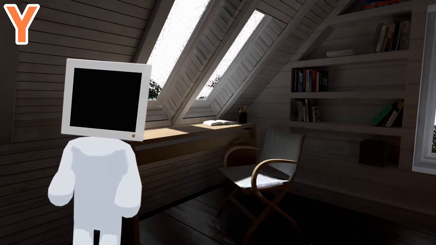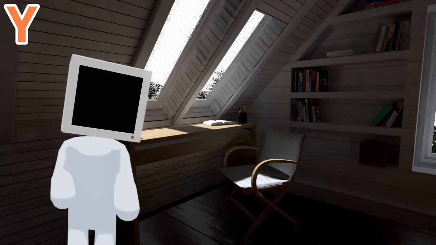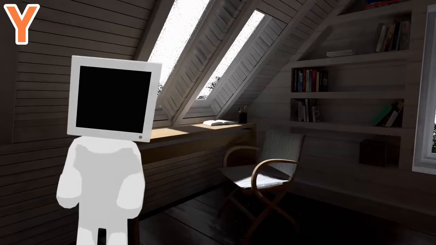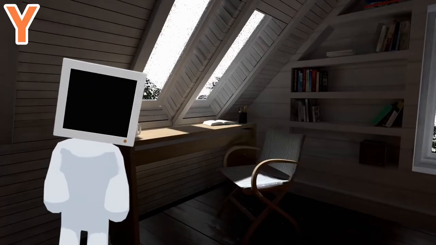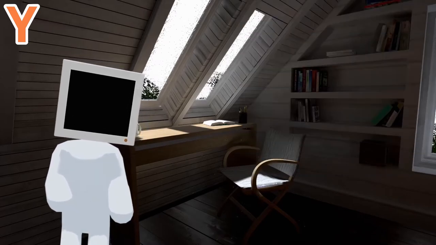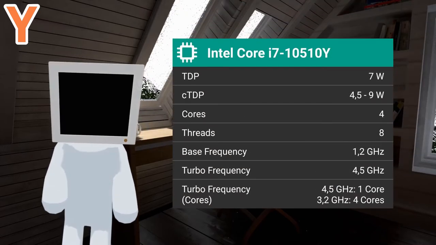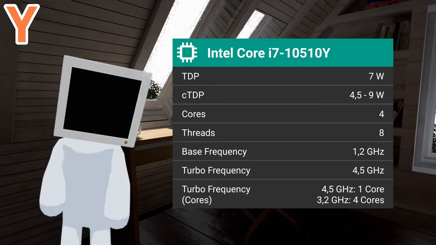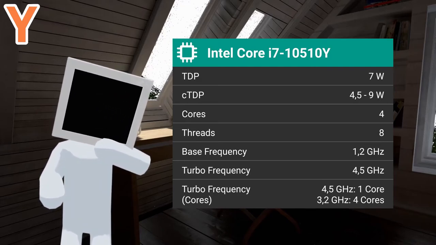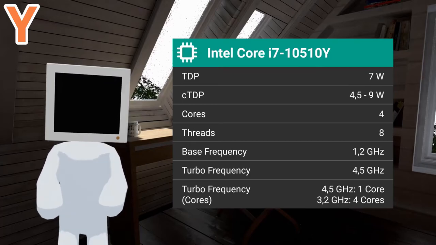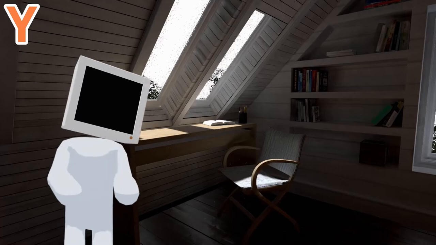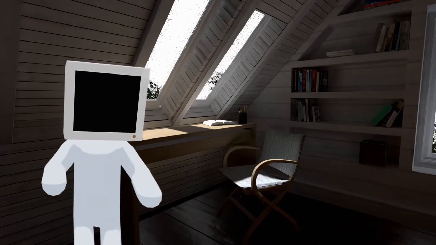For example, let's examine the i7-1010Y. It still has 4 cores and 8 threads, sure it nears the 1 GHz of base frequency, but it goes up to 3.2 GHz on all cores and 4.5 GHz in single core. That's bonkers, if you ask me. We are now entering the confusion zone.